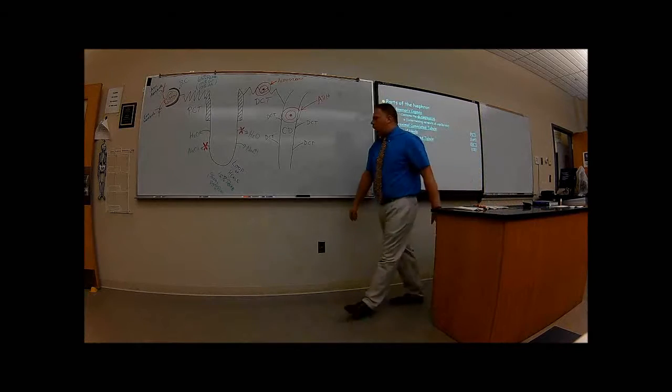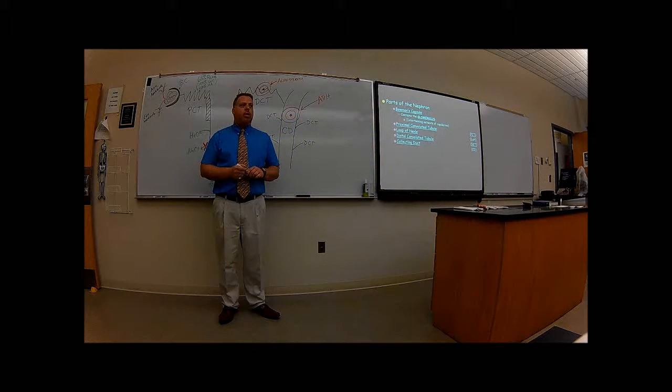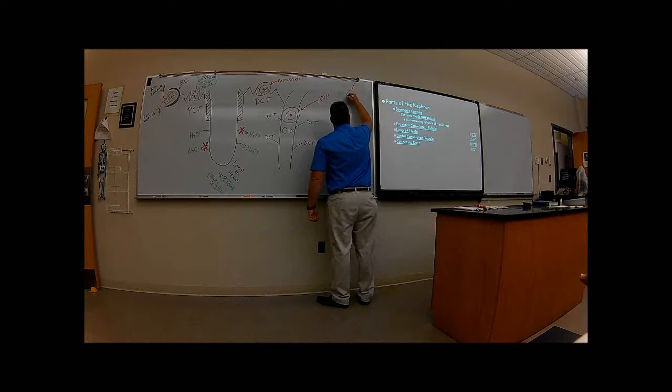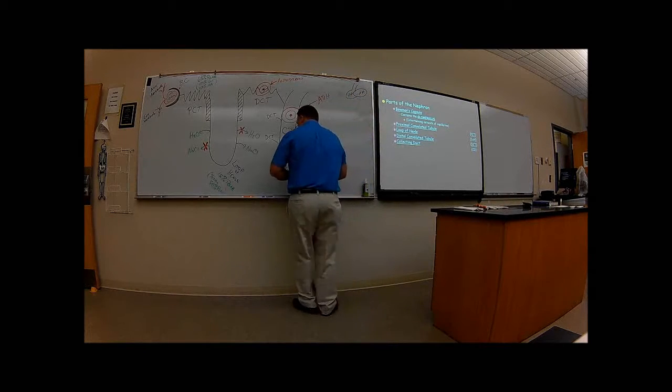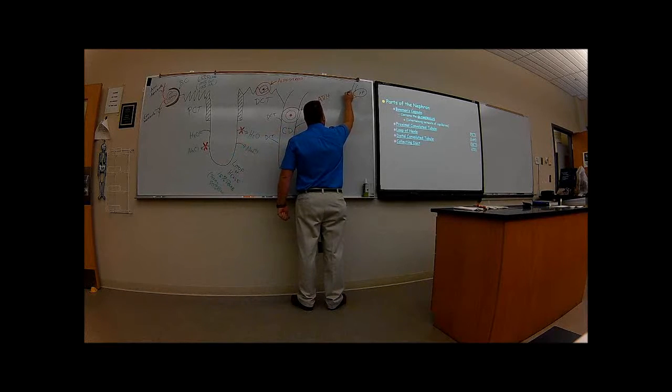Where does ADH come from? What organ does it come from? Posterior pituitary. So you have this posterior pituitary, there's the anterior pituitary. So you're going to have ADH come out of the posterior pituitary.